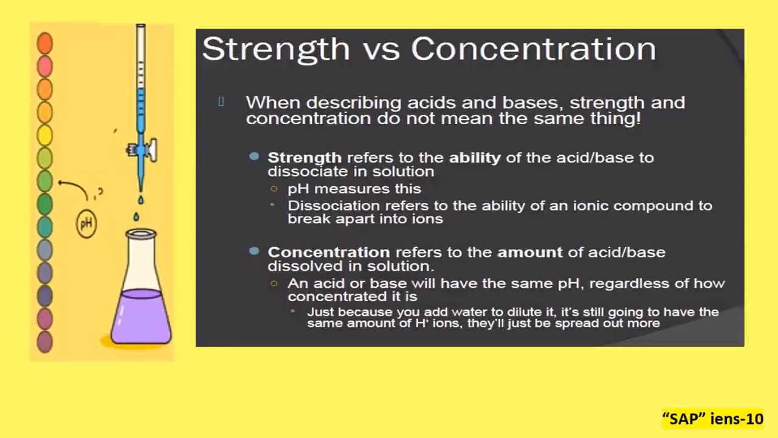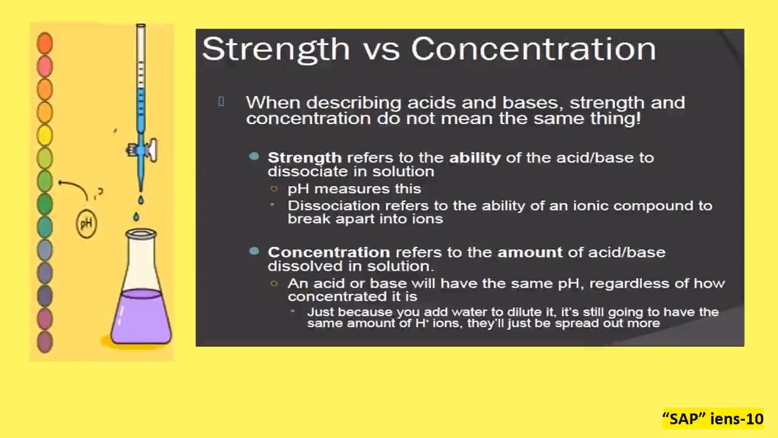Strength versus concentration. When describing acids and bases, strength and concentration do not mean the same thing. Strength refers to the ability of the acid or base to dissociate in solution. pH measures this. Dissociation refers to the ability of an ionic compound to break apart into ions. Concentration refers to the amount of acid or base dissolved in solution.